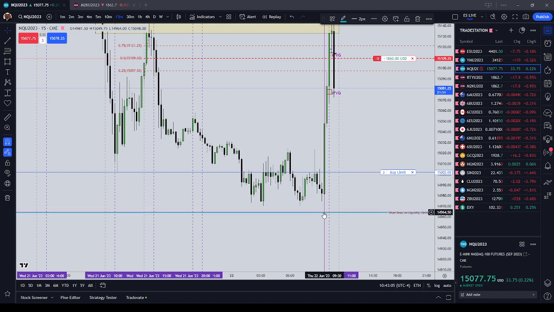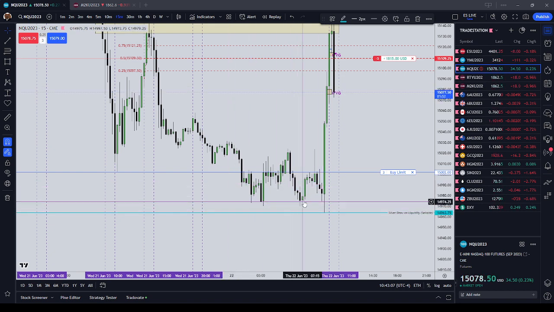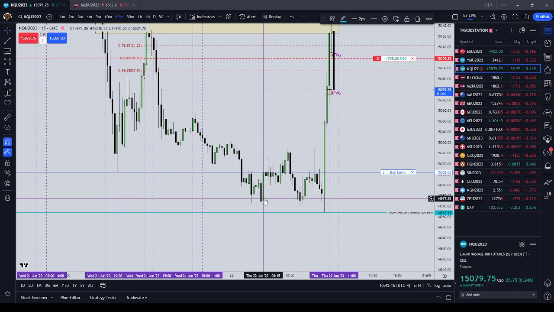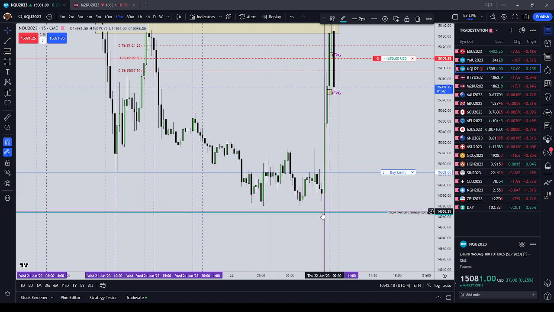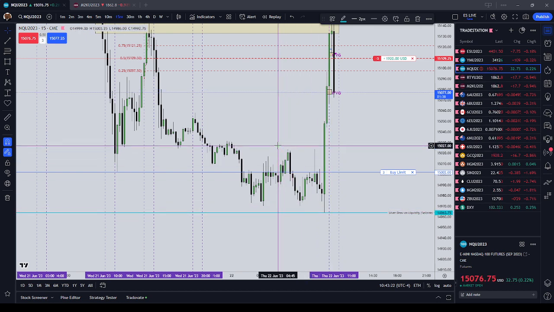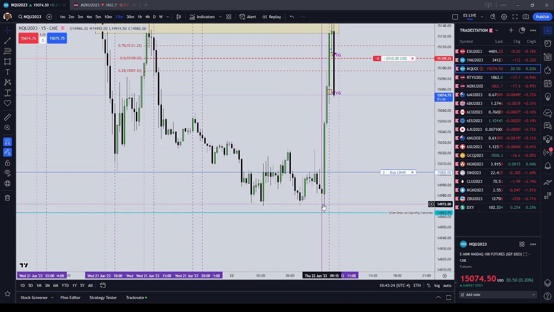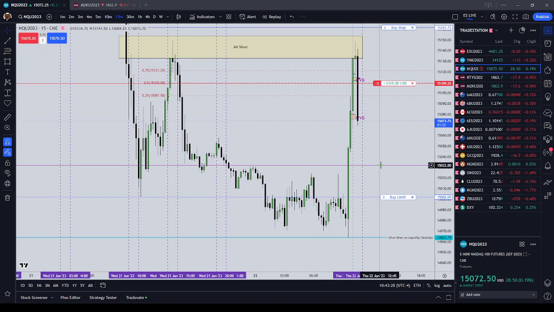Again, that's 964 evens. The reason why I think we're going to draw back into this is because we just swept the Thursday London PM low and the Thursday London AM low. We haven't fully explored that pool of liquidity down here, so I think there's going to be a strong draw on liquidity back down below our New York equities open.